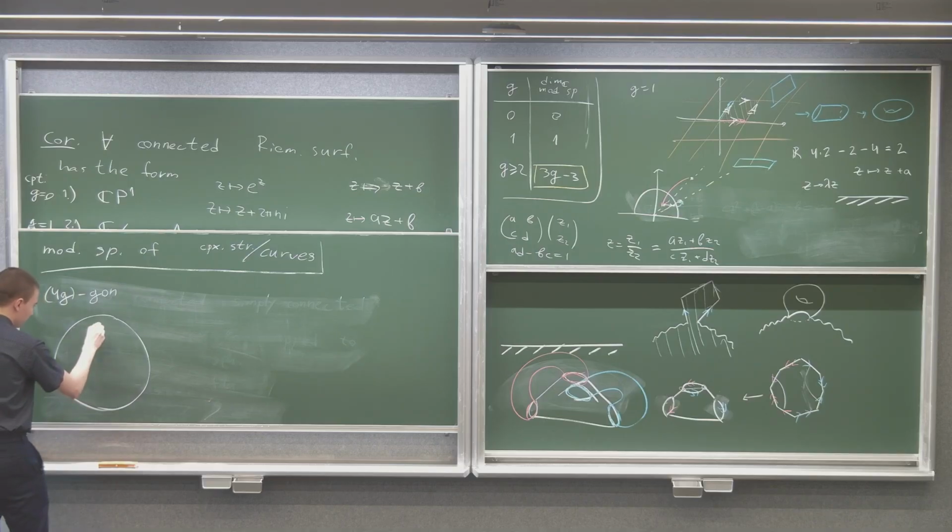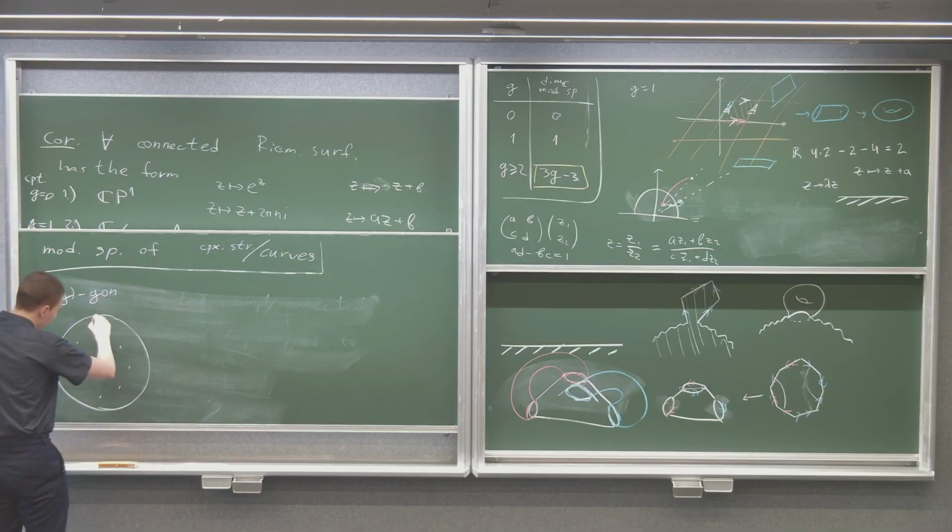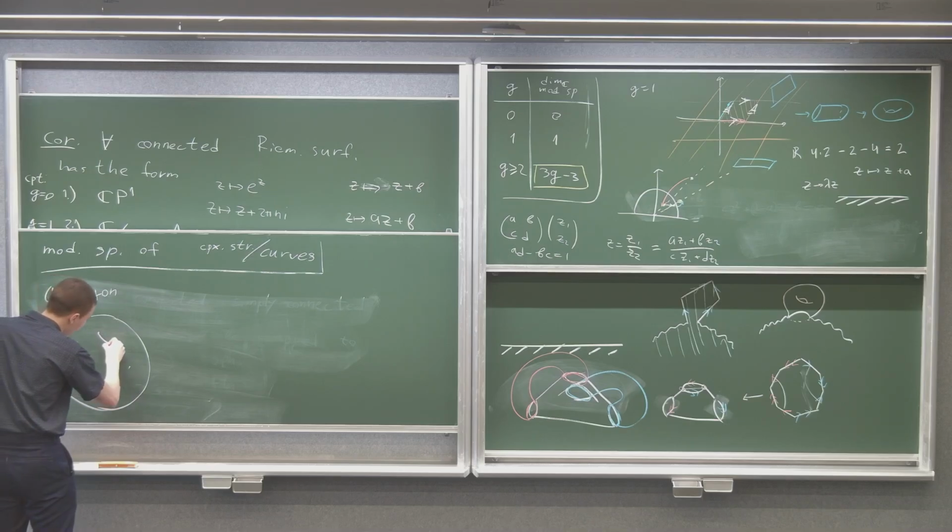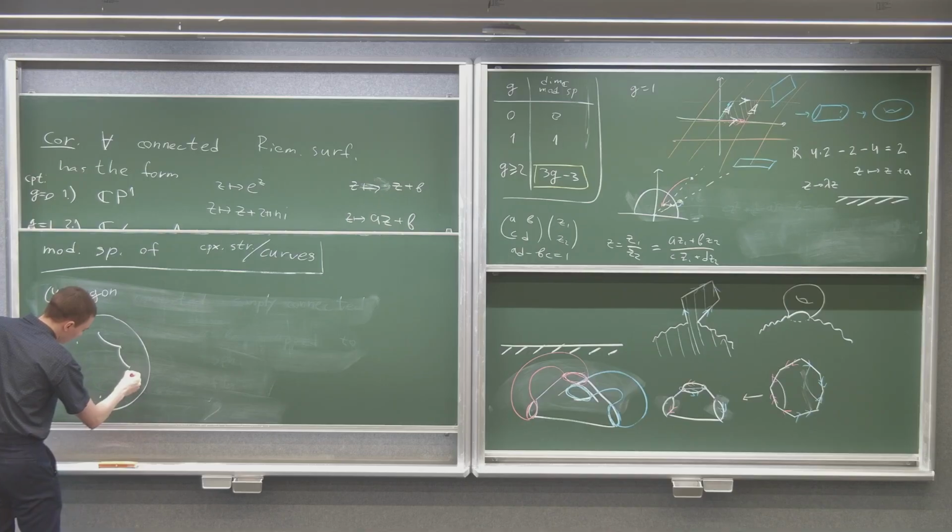So I want 8 points. And I want them to be connected by geodesics. And geodesics are also circles, or arcs that are perpendicular to the sides. So basically, I have something like this.